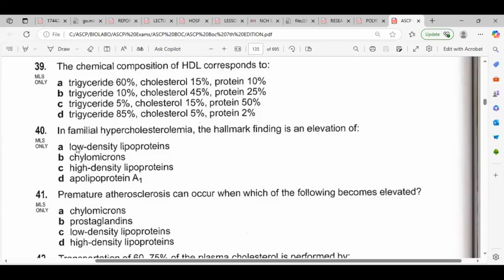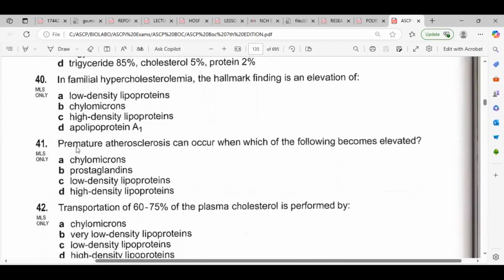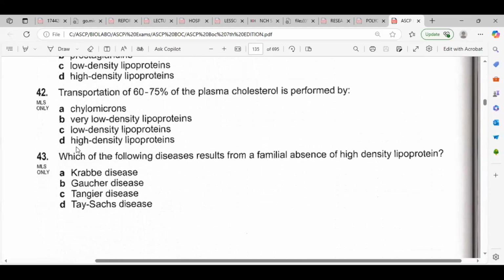Yes, that is it. It is low density lipoprotein. Now, we have also premature atherosclerosis. This is LDL. It is also LDL. Yes, then transportation of 70% of plasma cholesterol. It is also LDL, isn't it?